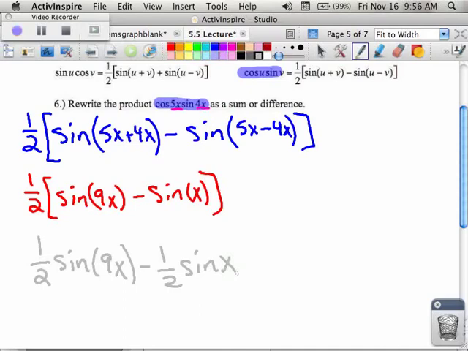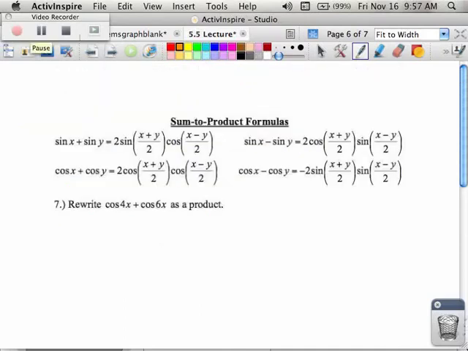Following that formula, I'm going to go 2 times the cosine. There's going to be a parentheses. I'm going to add the two angles and divide by 2. So the first angle was 4x, and the second angle was 6x. And then next I'm going to write down the cosine again from the formula. And this time I take the two angles and subtract them. So that's 4x minus 6x, and divide that by 2. Again, this is just using the formula that was highlighted. Take a look, see if you have any questions.